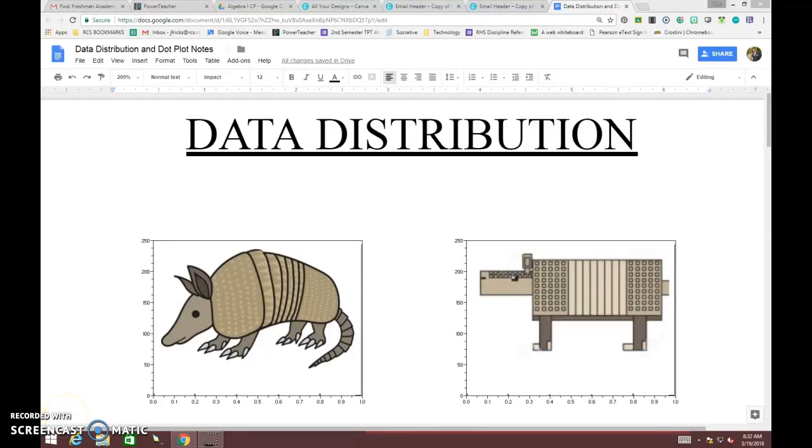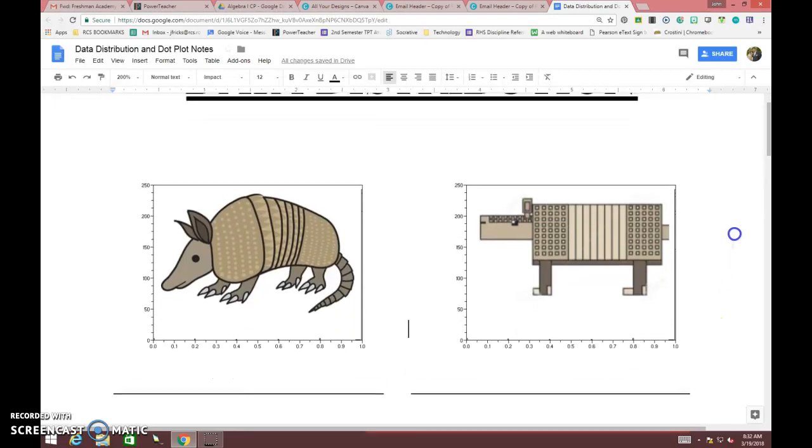All right, so today we're going to be talking about data distributions. Now, with data distributions, we're going to be looking at curves of a line. We're going to be looking at how lines form and how data is distributed, okay? So we're looking at how data is distributed over a certain amount of time.